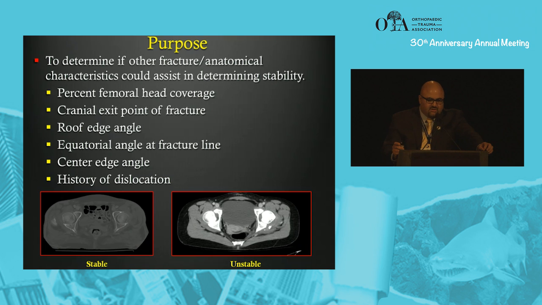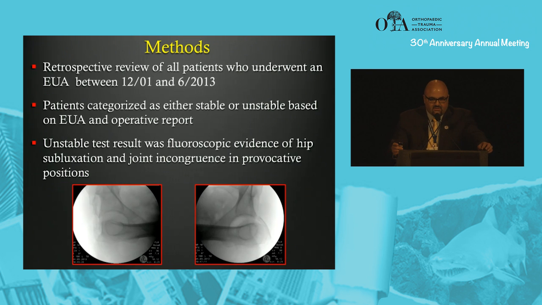So the purpose of our study was to see if there's any other fracture or anatomical characteristics that could help in determining stability. We want to look at the percent femoral head coverage. We want to look at the location of the fracture, specifically its relationship to the acetabular dome. We want to look at version, center edge angle, and history of dislocation. This was a retrospective study looking at 11 and a half years worth of data.